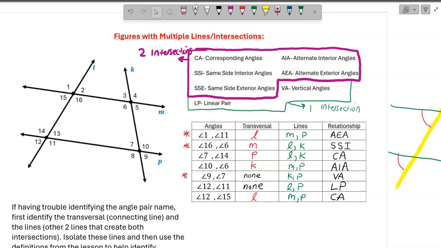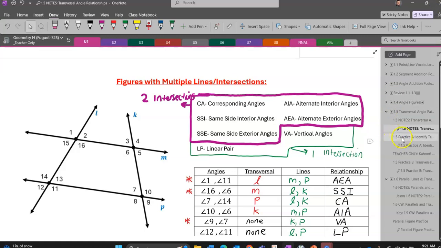So, as a recap, and I will say it one last time, make sure for these complex diagrams that you are isolating the important information, identifying the transversal, which is what connects the intersections together, identifying the other two lines that make both of those angles, and then only focusing on those three lines, no matter how complex the drawing gets. I will show you the extreme example as we wrap up.